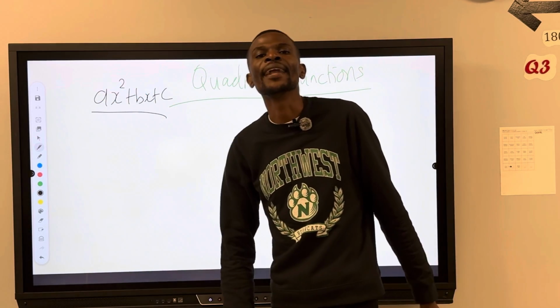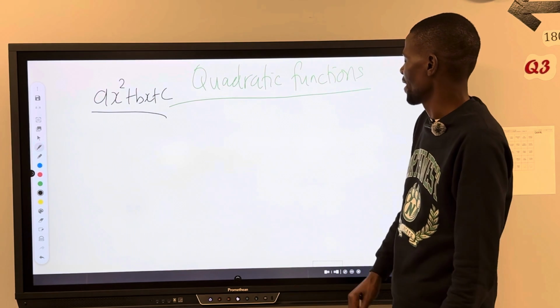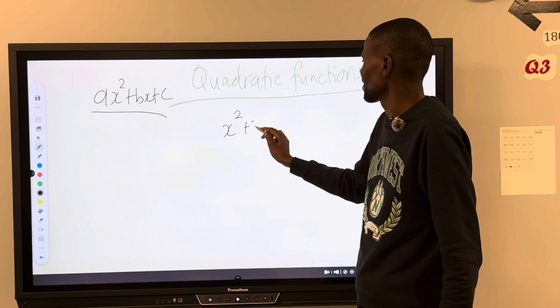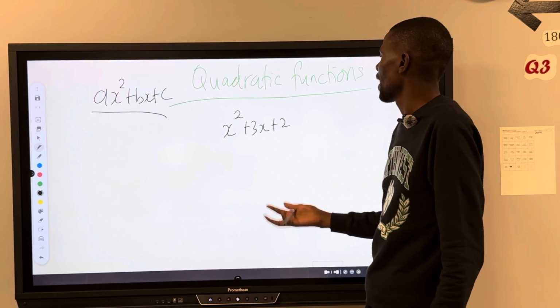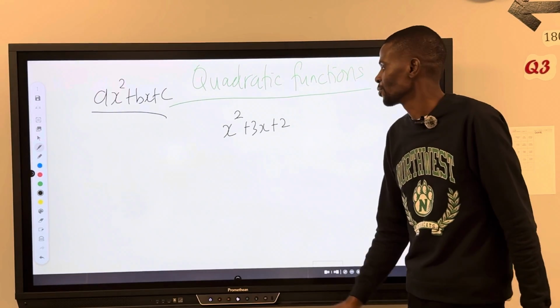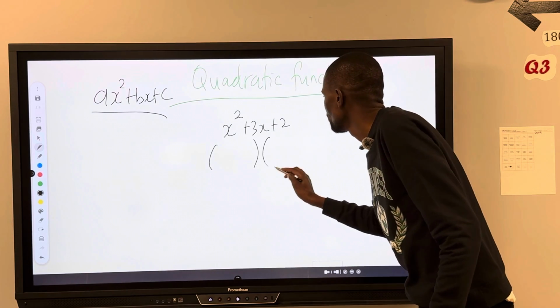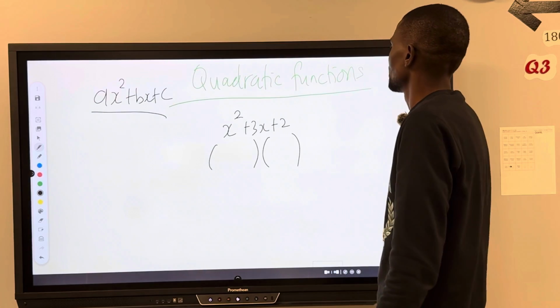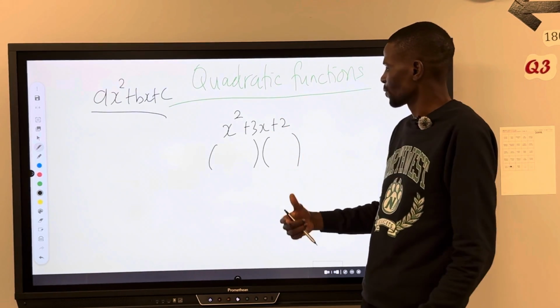So when a is 1, for instance, if I have x squared plus 3x plus 2, I want to factor this. Remember, the end goal is to have two binomials multiply together. We want to express this as a product of its factors.